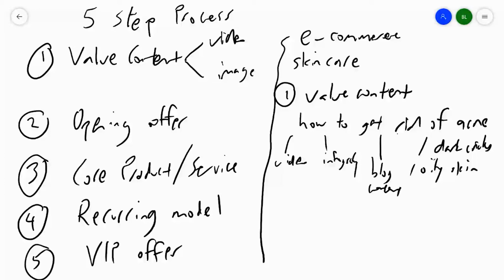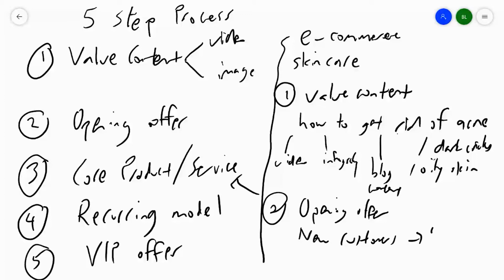The second one is your opening offer. Instead of selling the core product straight away, you can have an opening offer, which means that new customers get 50% off. The goal of the second step is not really to make money. It's more to break even and also build trust with the customers.